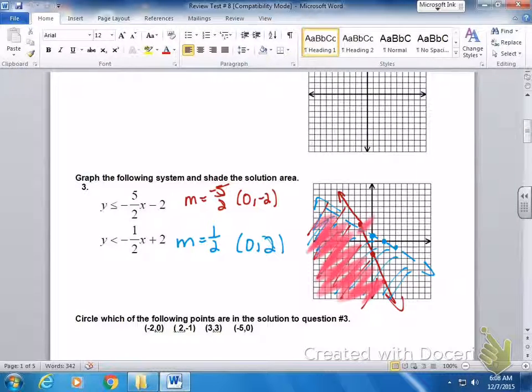It says, which of the following points are in the solution to equation number 3? Some of them may be hard to see. Remember, if they end up being on our dotted line, that's not going to work. You could plug them into your equations and see what works. If you look over at (-2, 0), that does appear to be in our shaded region. I'm going to go ahead and circle that one. (2, -1) is not in our shaded region. (3, 3) is definitely not in our shaded region, but (-5, 0) absolutely is. So these were kind of easy to see. But again, just plug them into the equations. If they work, then they're solutions. Let's go to the next page.